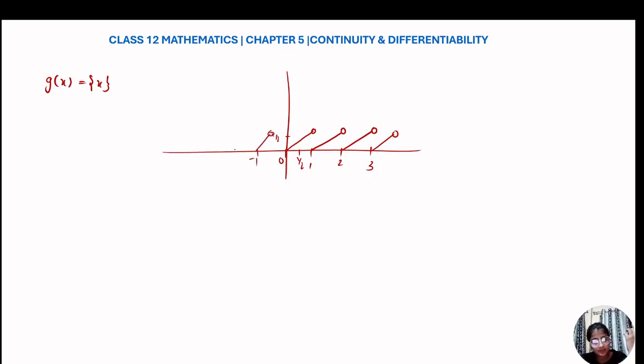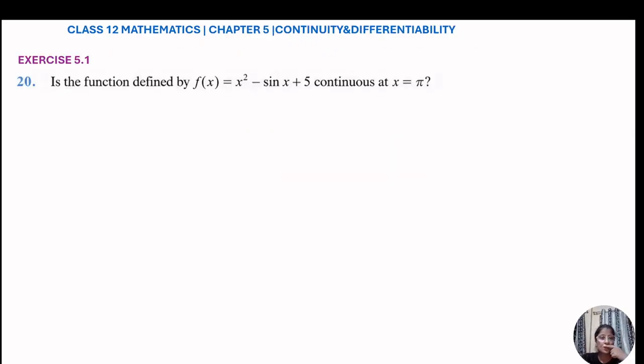So what you have seen is that you have to lift your pen at every integer. To say it in a more proper way, you have to lift your pen at any integer. That means the function is discontinuous at any integer. So the function is discontinuous at integer numbers. So we are done with this question. Now let's move to the next question.